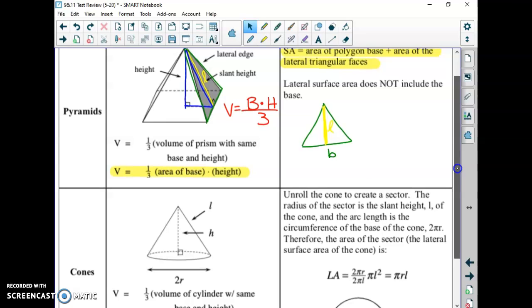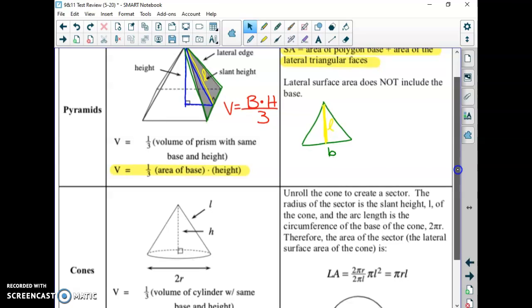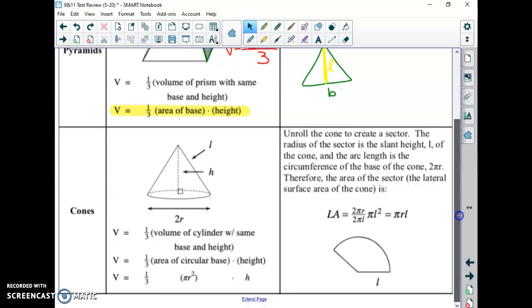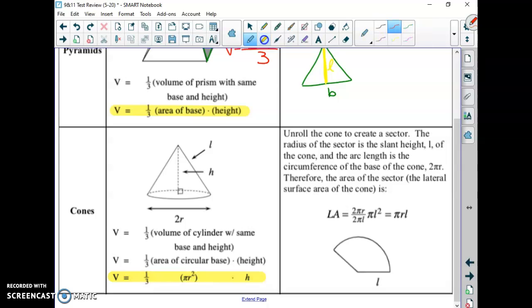Cones. Okay, cones a lot like pyramids. Cones a lot like cylinders. We have a specific formula for that. So it would be r squared pi times h divided by 3. So there's your volume of a cone. It's the same as the volume of a cylinder divided by 3.